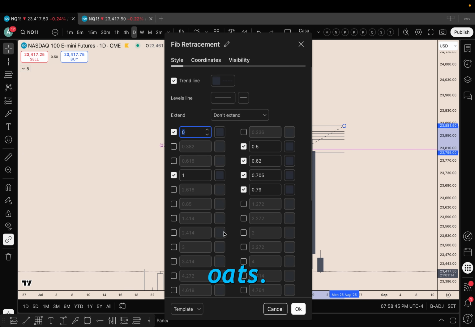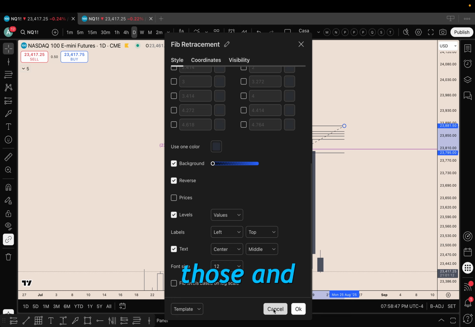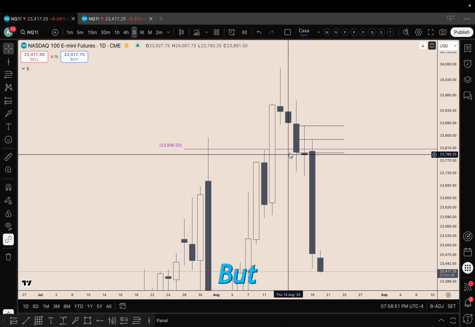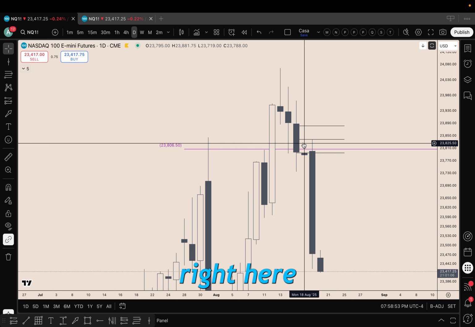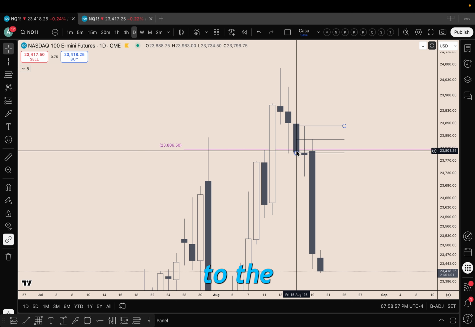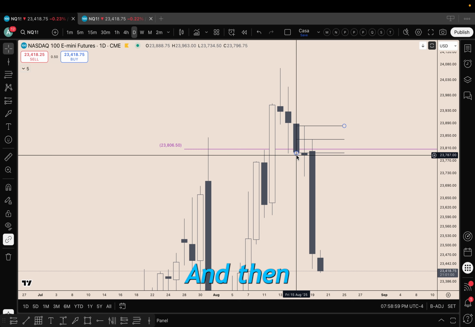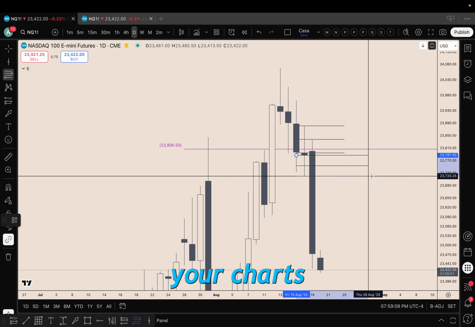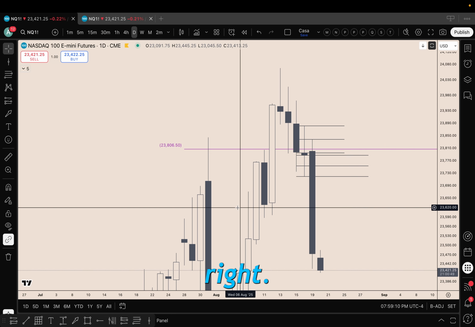Here are my settings for the OTE. You guys can have those. And I'll just switch it to the 50, but right here, you always want to take out this wick high, low to the close, and then same thing, this wick right here too. So every single day your chart should look something like this, right? We're going to keep these levels on here.